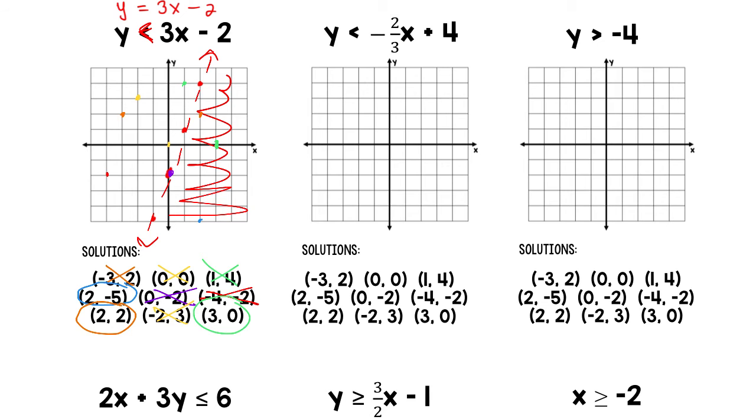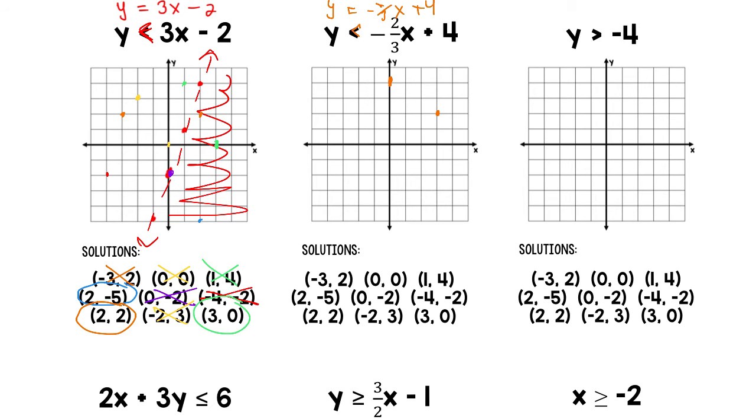Half the battle here is shading in the right direction. I know you can totally do it. Let's do another one. We can imagine this is y equals -2/3 x plus 4. Our y-intercept is 4, so we go up 4 on the y-axis. And then slope is -2/3, so down 2, right 3.